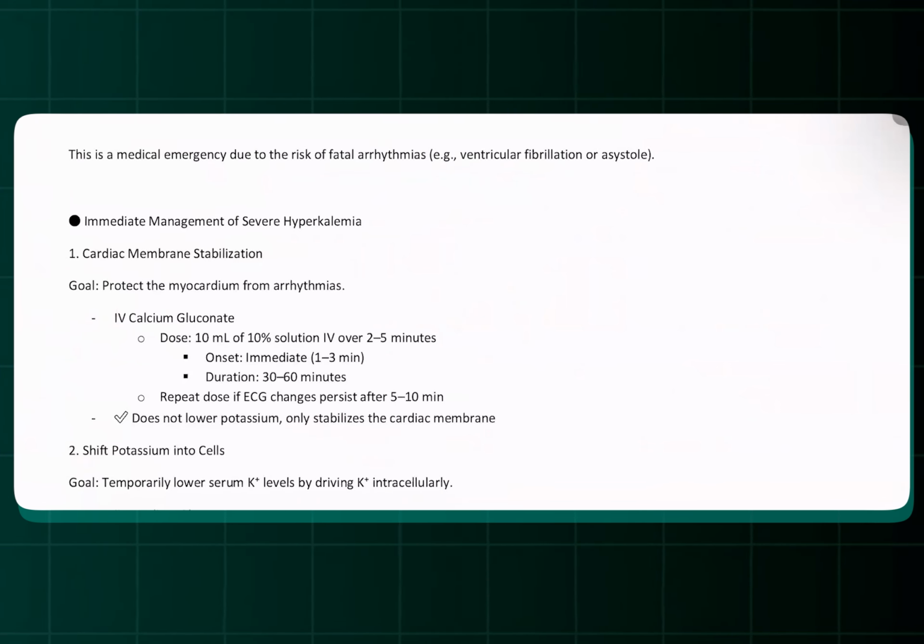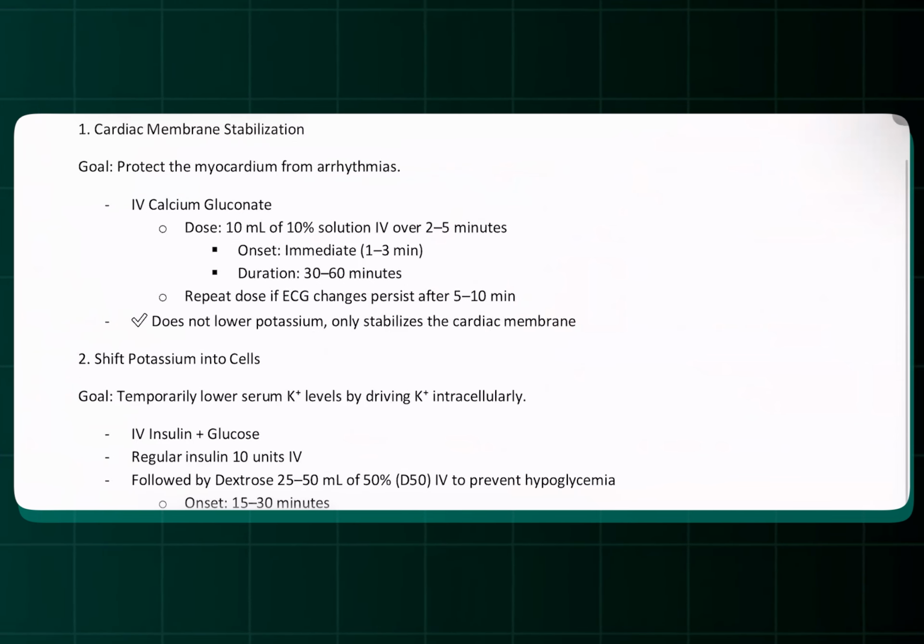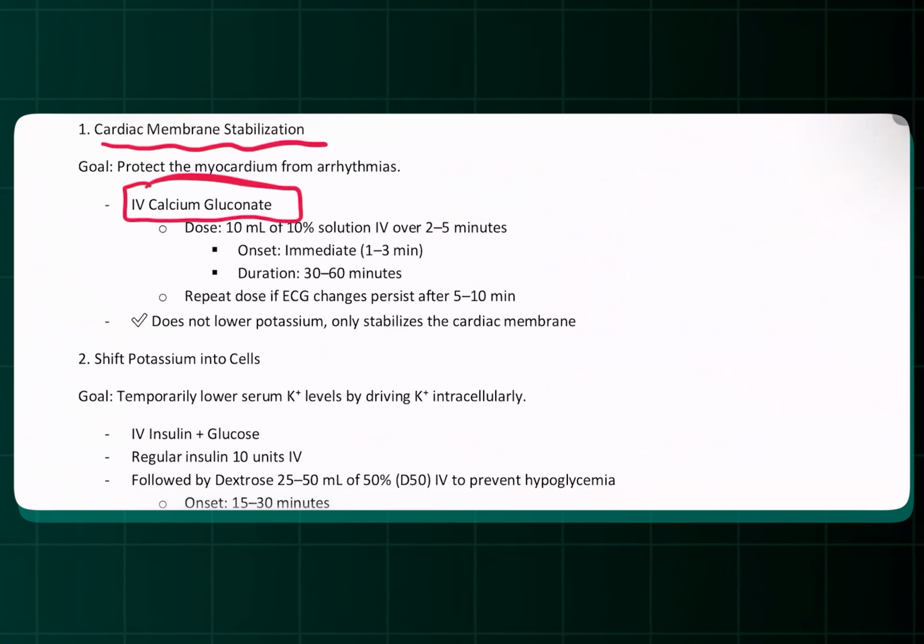So what we do is immediate treatment is cardiac membrane stabilization. So IV calcium gluconate, 10 ml, 10% solution to be given over 2 to 5 minutes. Onset is almost instant and duration lasts for 30 to 60 minutes. You repeat the dose if ECG changes persist after 5 to 10 minutes.